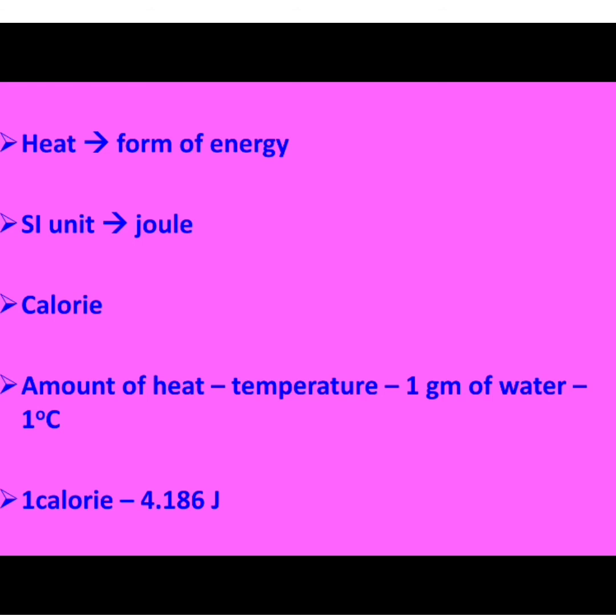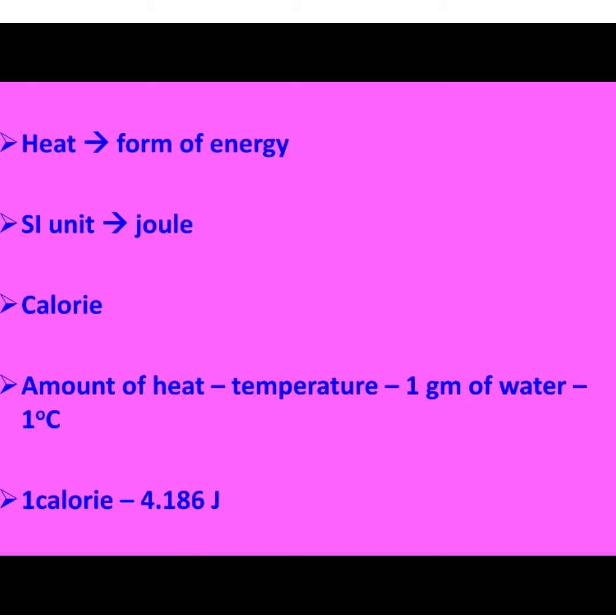Unit of heat. We know that heat is a form of energy. The unit of energy in the SI system, that is, the SI unit of energy is joule. So, heat is also measured in joule. It is expressed by the symbol J.